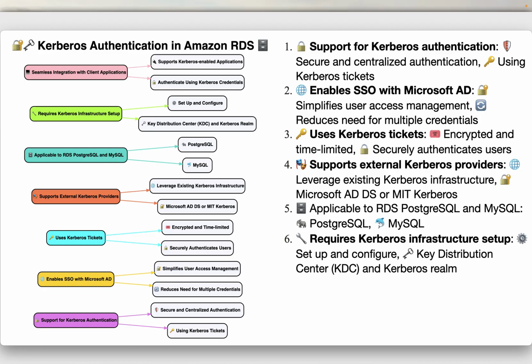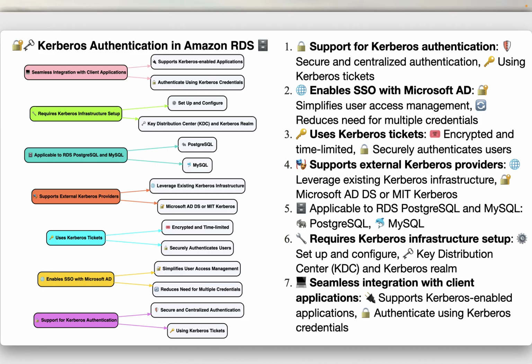Requires Kerberos infrastructure setup. So to use Kerberos authentication with RDS, you need to first set up and configure the necessary Kerberos infrastructure, including a key distribution center, KDC, and Kerberos realm. Seventh, seamless integration with client applications. Kerberos authentication seamlessly integrates with client applications that support Kerberos, allowing users to authenticate using their Kerberos credentials without the need for separate database-specific credentials.